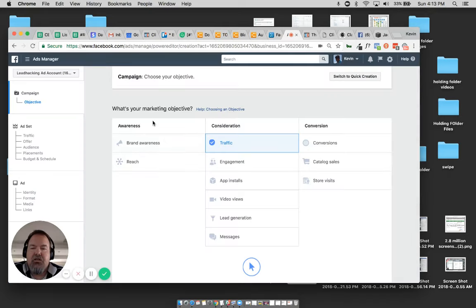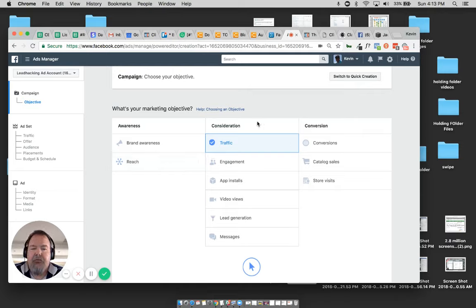If you look at this, the types of campaigns they put in the awareness category are brand awareness and reach. Reach is where it goes out and attempts to show the ad to every possible person that you can get it to. So if you have a specific audience that absolutely should want your offer, like your past clients, and you've got a new offering, then you might run a reach ad to try to get every single one of those to see it. Okay, so that's the awareness category.